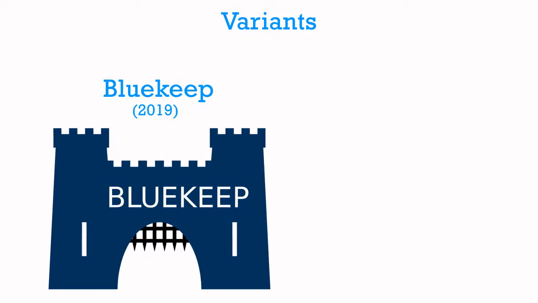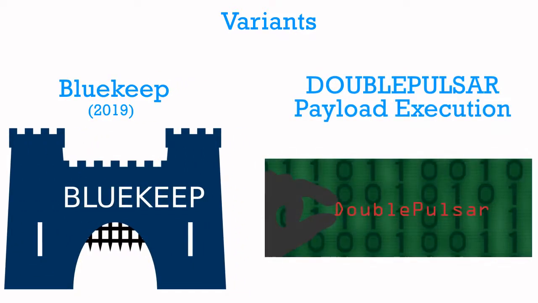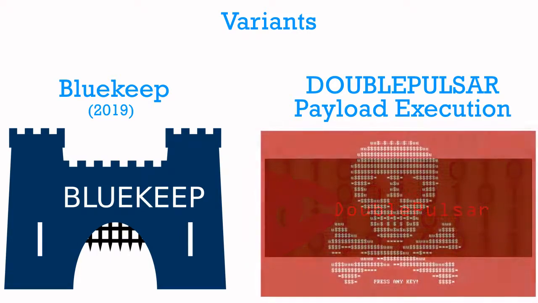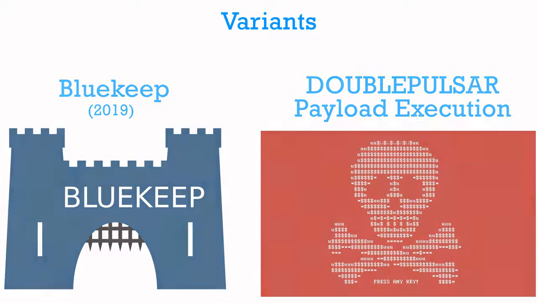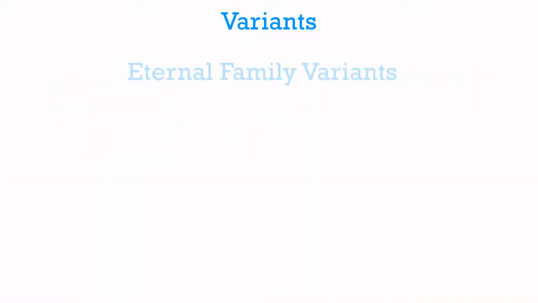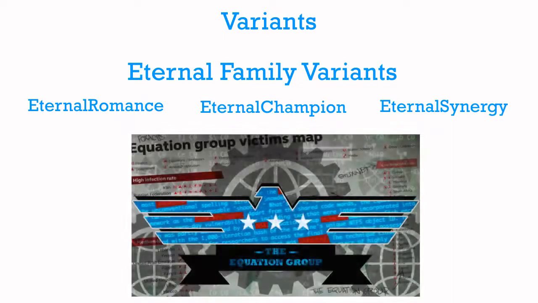Another implementation of a variant including this is the DoublePulsar Payload Execution. A notorious version of this variant is a specific version of the Petya ransomware, which used this exploit to take control of the computer in order to ask for a ransom. Other variants of the Eternal family, similar to EternalBlue, include EternalRomance, EternalChampion, and EternalSynergy, which were all released by one group, the Equation Group.